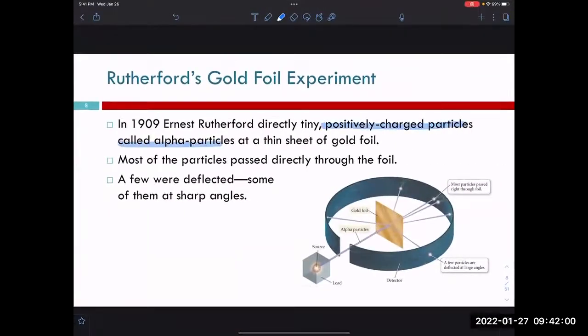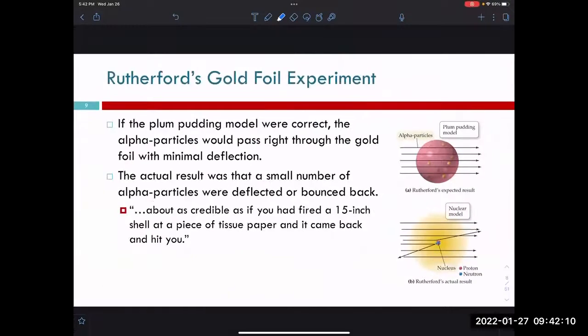Positively charged alpha particles were fired at a thin sheet of gold. A few were deflected. This is important because if the plum pudding model is correct, they should just pass right through with very, very minimal deflection. The opposite was true though, and some of them were deflected.